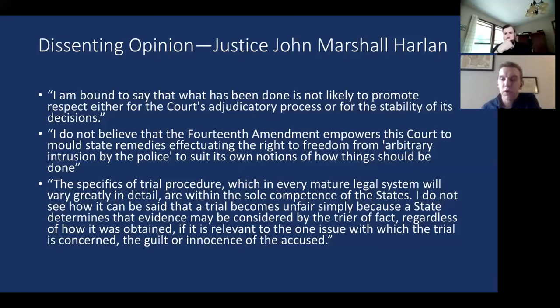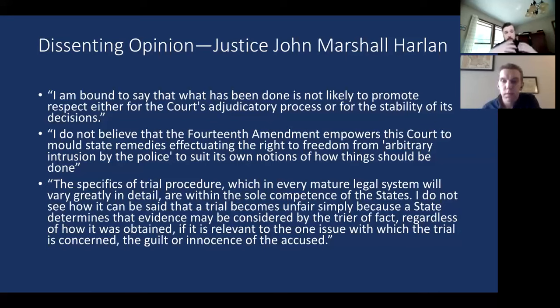And finally, he also says, at the heart of a criminal court case is whether or not an individual is guilty or innocent. And whether or not the evidence seized to determine that guilt or innocence is done so legally has no bearing on the actual guilt or innocence of the individual. So he's basically saying the exclusionary rule is unimportant. It doesn't apply to what a true justice system is attempting to achieve.